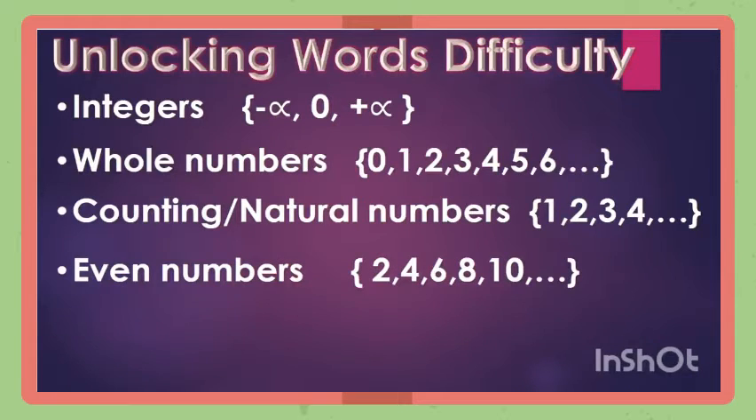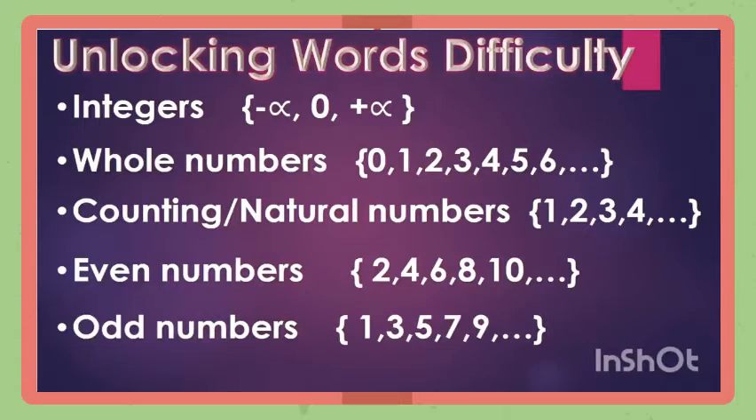Next, even numbers. Even numbers start with 2, 4, 6, 8, 10, and so on and so forth. It's like multiples of 2. It's like skip counting by 2s. Odd numbers. Ito naman yung mga numbers na nagsisimula sa 1, followed by 3, 5, 7, 9. Okay. So, iyan ang pagkakaiba ng even at odd numbers.